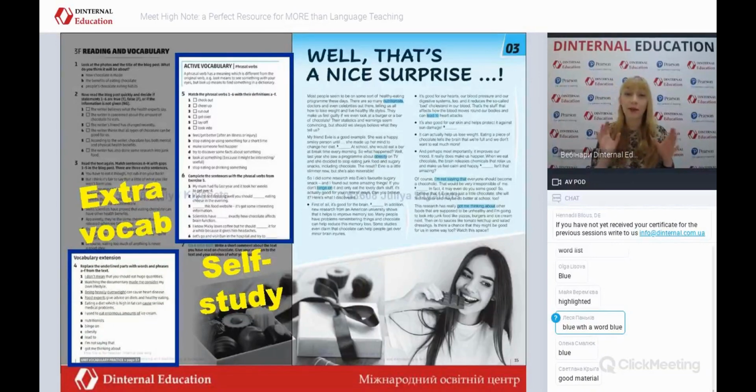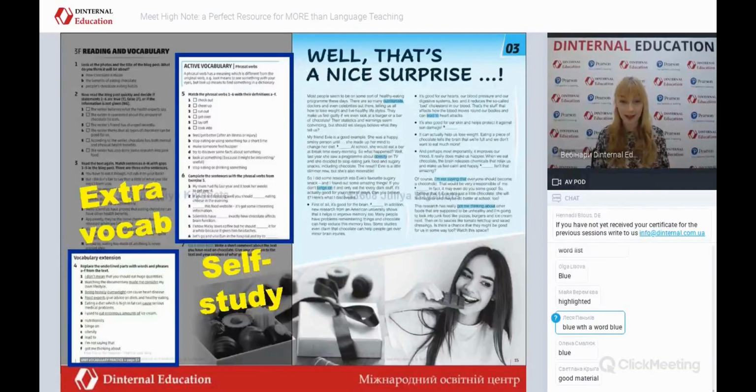So there are always boxes like active vocabulary here to give them some theory. Here it's phrasal verbs. And there are exercises to practice this vocab. And this vocab comes from the text. So it's nothing new. It's just the same as we usually work in the classroom. But they need to do it on their own at home.